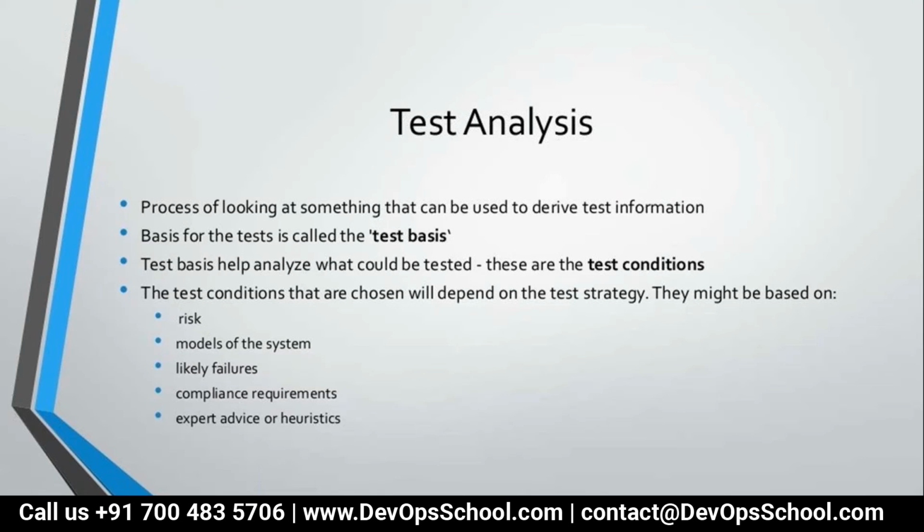So 21 days, 21 into 8 into 2, 16 hours, right? So 21 into 16 hours, how many hours? 21 into 16 is 336. So you have 336 hours to complete the project, with 2 testers currently in your project. Then one more thing, in the 1 month, the risk is what?